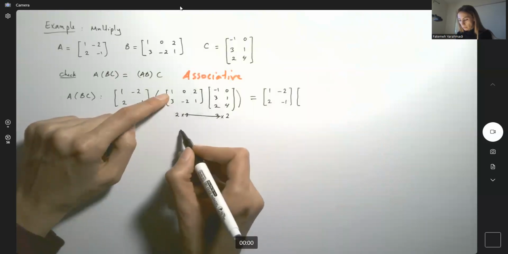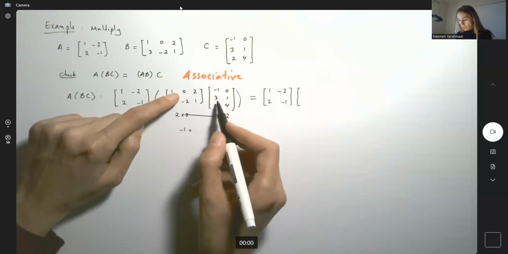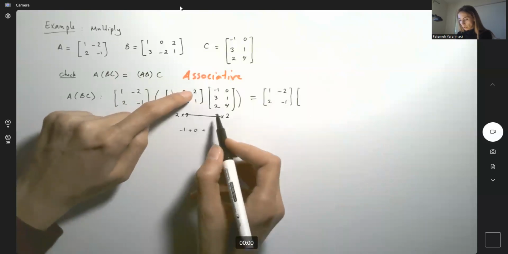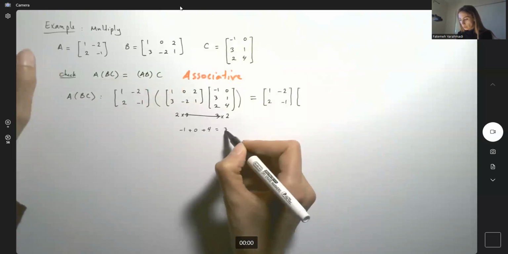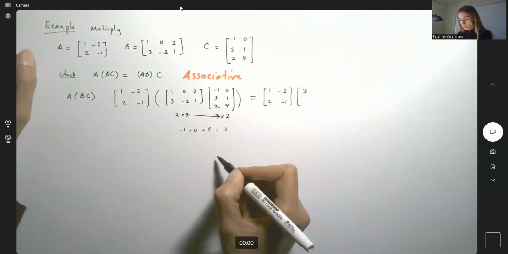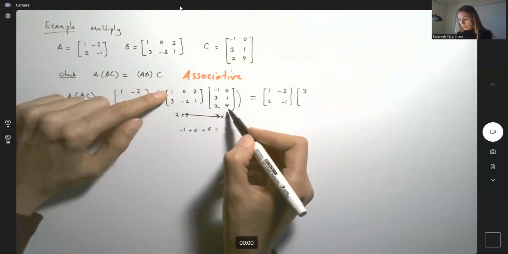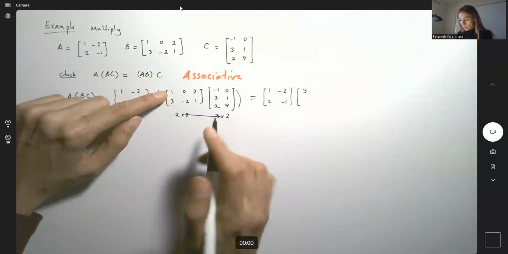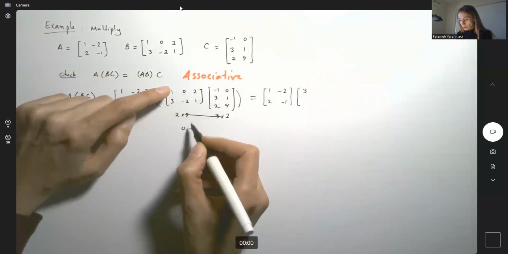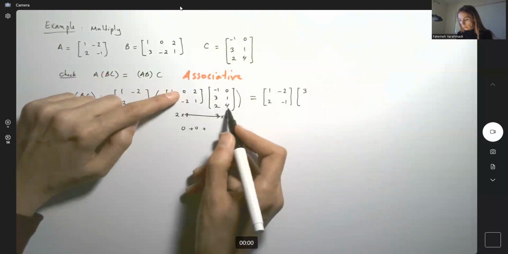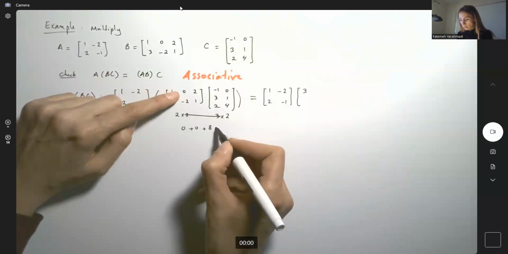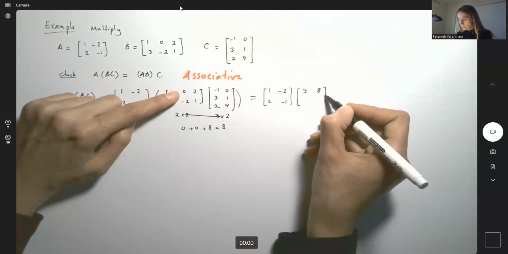1 times negative 1, negative 1. 0 times 3, 0. And 2 times 2, 4. It gives you 3. The first row by the second column. We get 1 times 0, 0. 0 times 1, 0. And we have 2 times 4, which is 8. So this entry is 8.